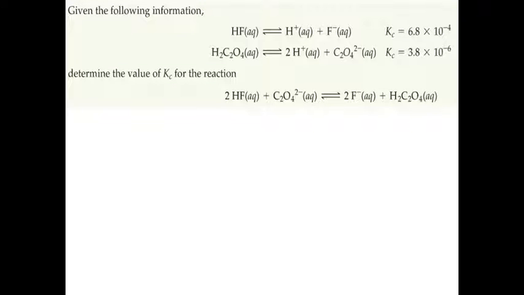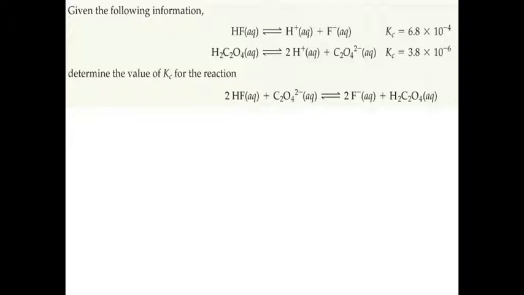So we're saying, given the following information, there's a reaction. We've got its equilibrium constant. That's a more realistic equilibrium constant because it's either a really big number or, in this case, a small number. And then we've got a second reaction there. We've also got its equilibrium constant. Then it says determine the value of the equilibrium constant, Kc, for the reaction shown below here. 2HF plus C2O4 2- yields 2F- plus H2C2O4.